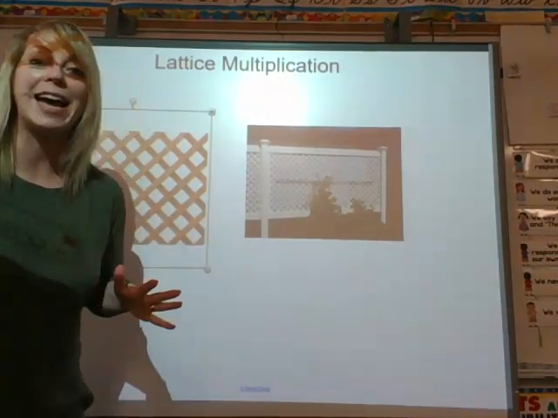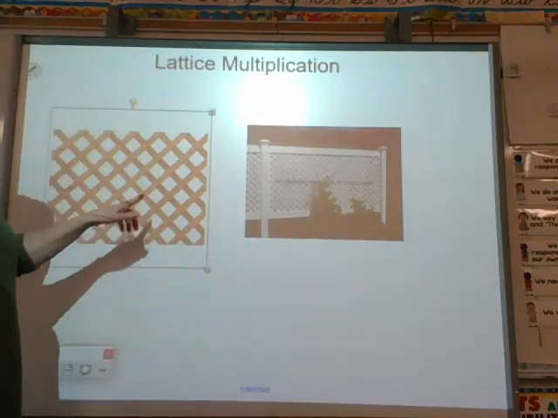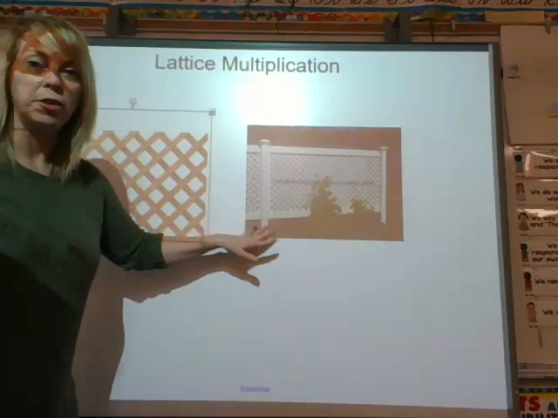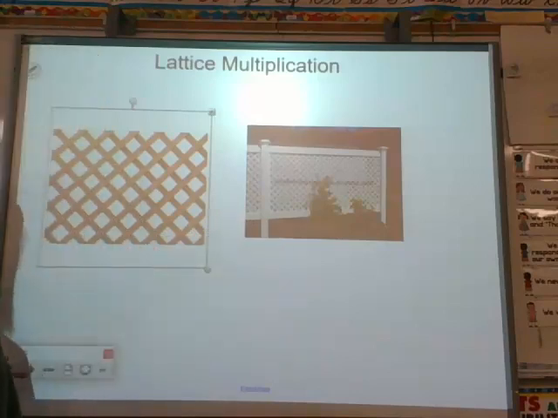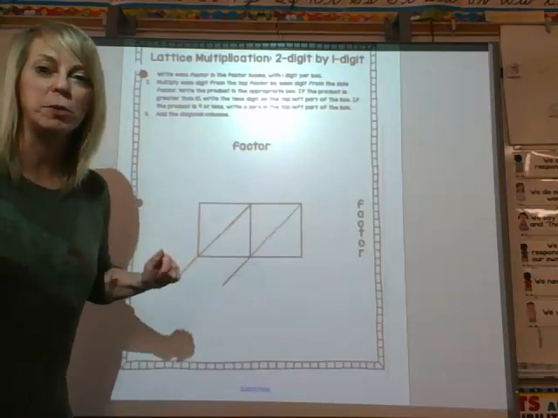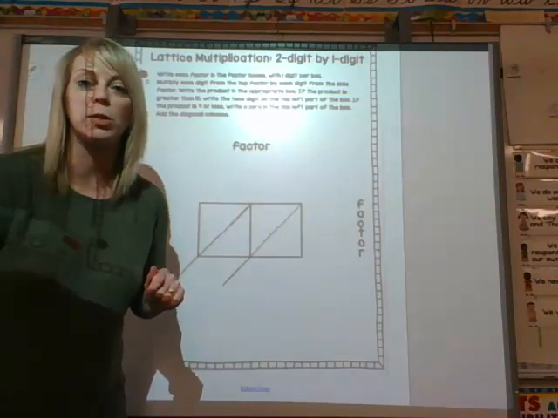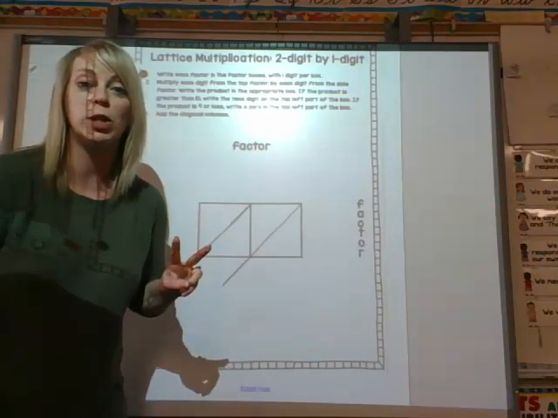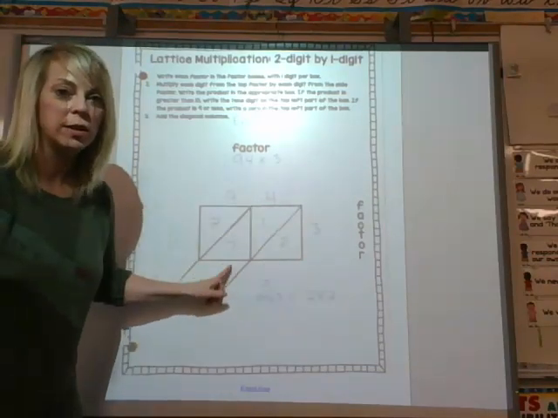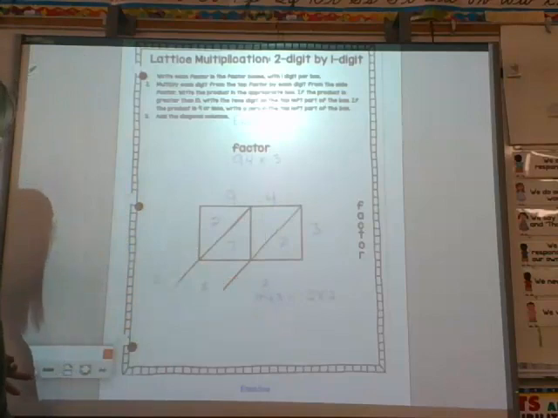Not lettuce, but lattice. If you've ever seen a fence, you might see these things on a fence over here. That's called a lattice. And the reason it's called that is because when you solve the question, you're going to be drawing what looks like a lattice over here. So I'm going to walk you step by step through how to do some different types of lattice two-digit multiplying. When you're finished, this is what it's going to look like.